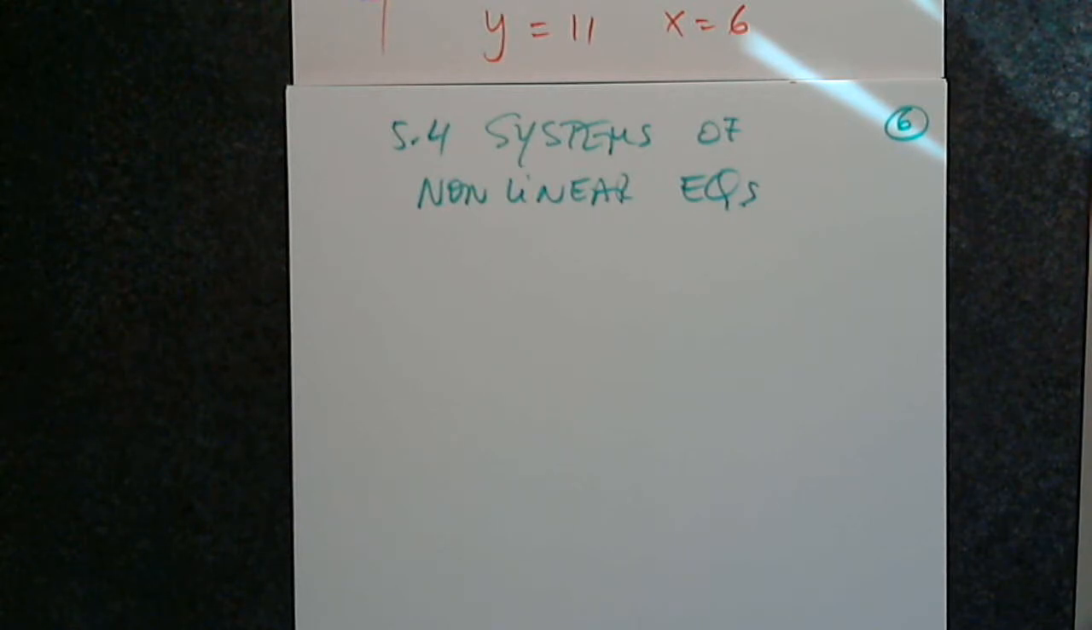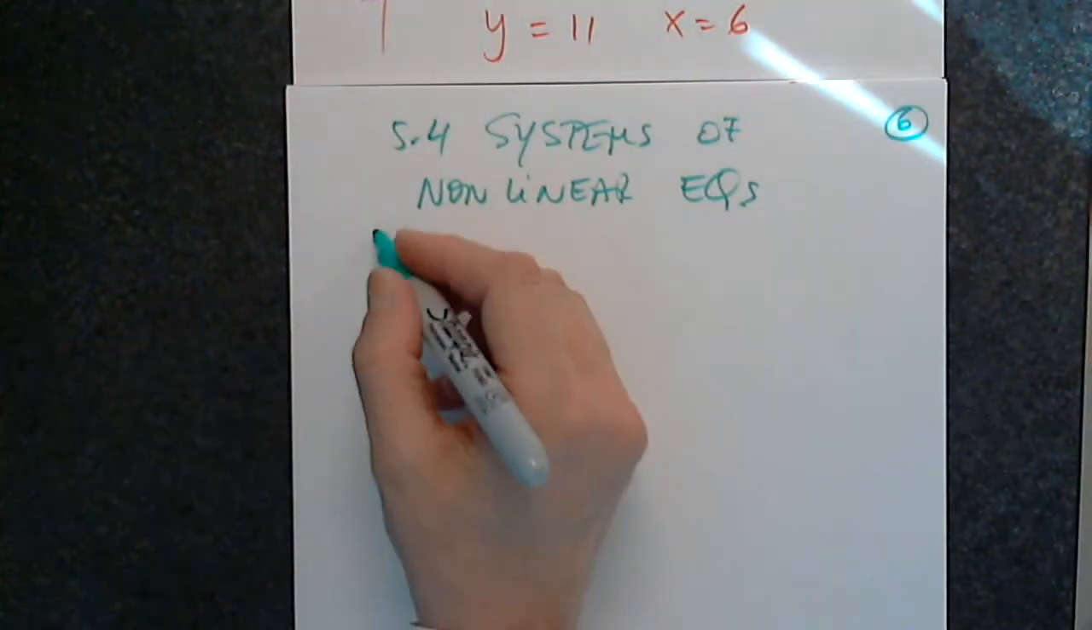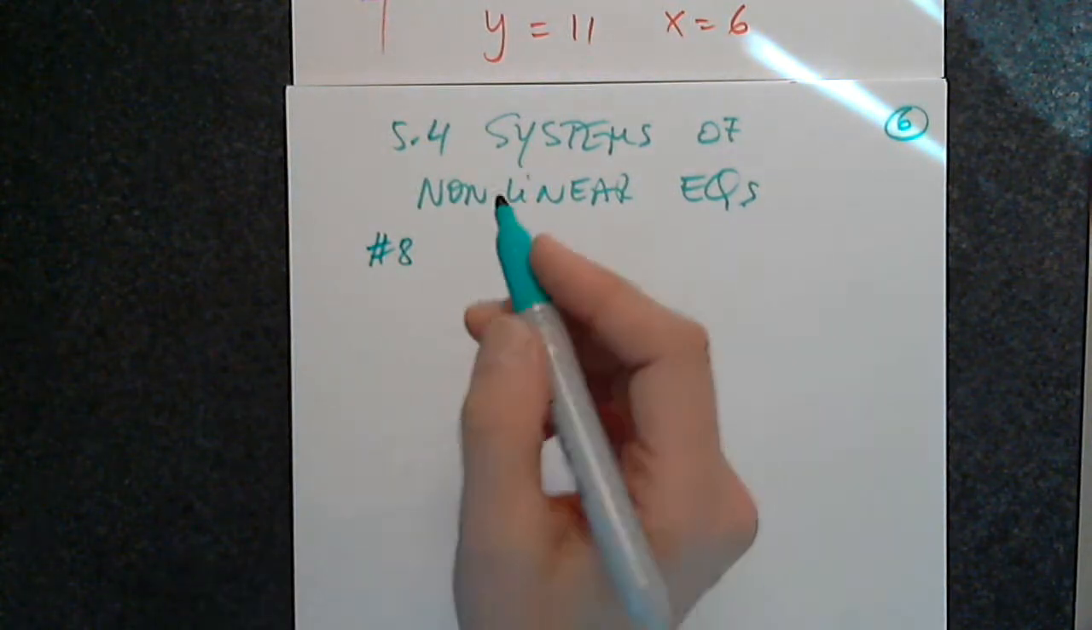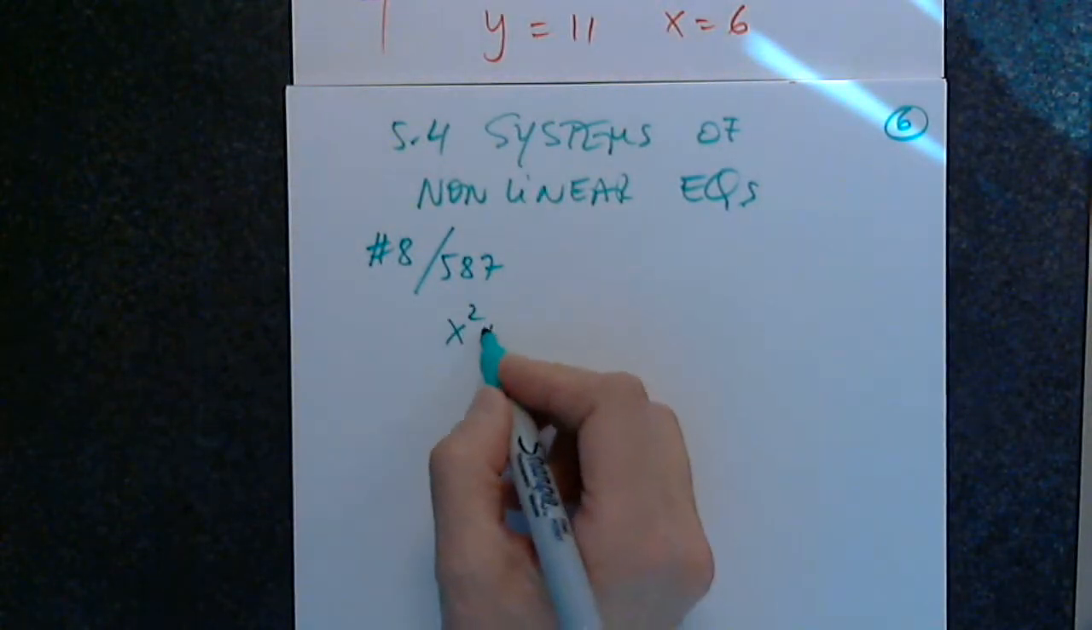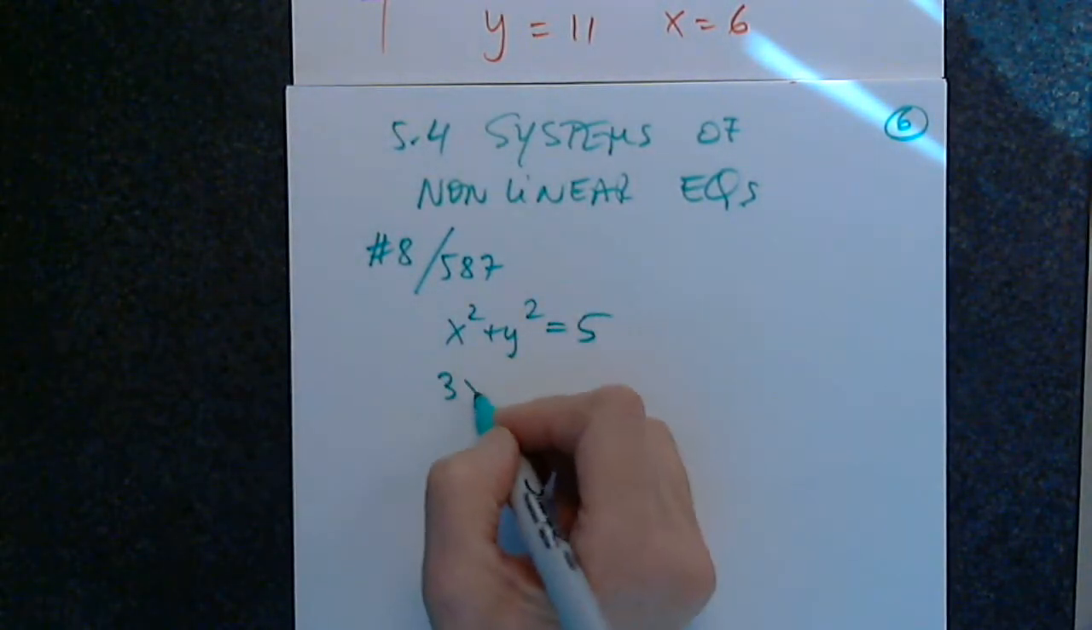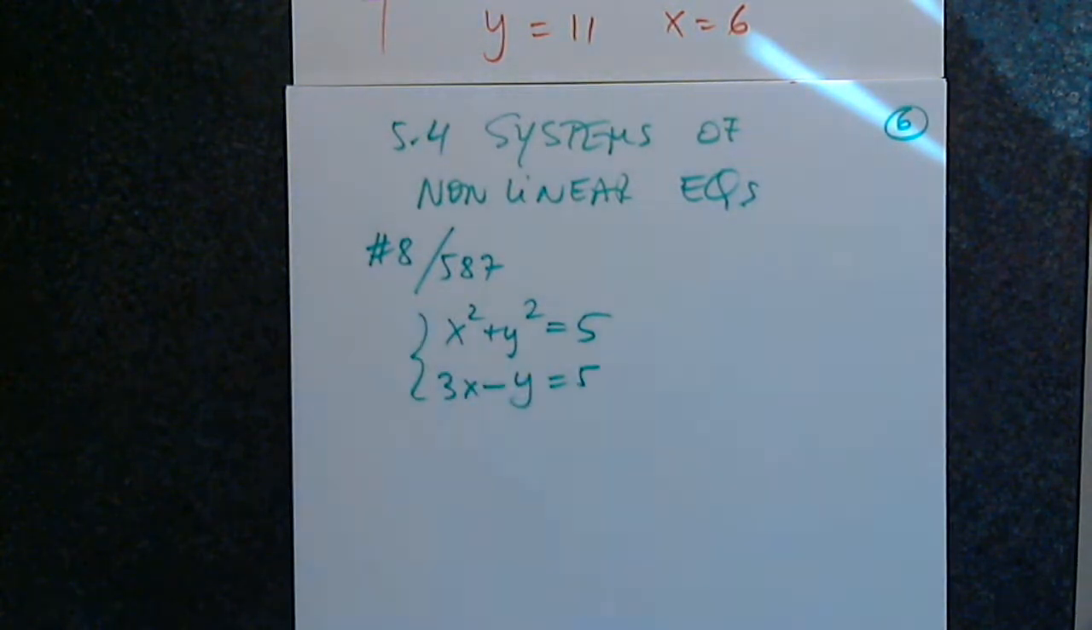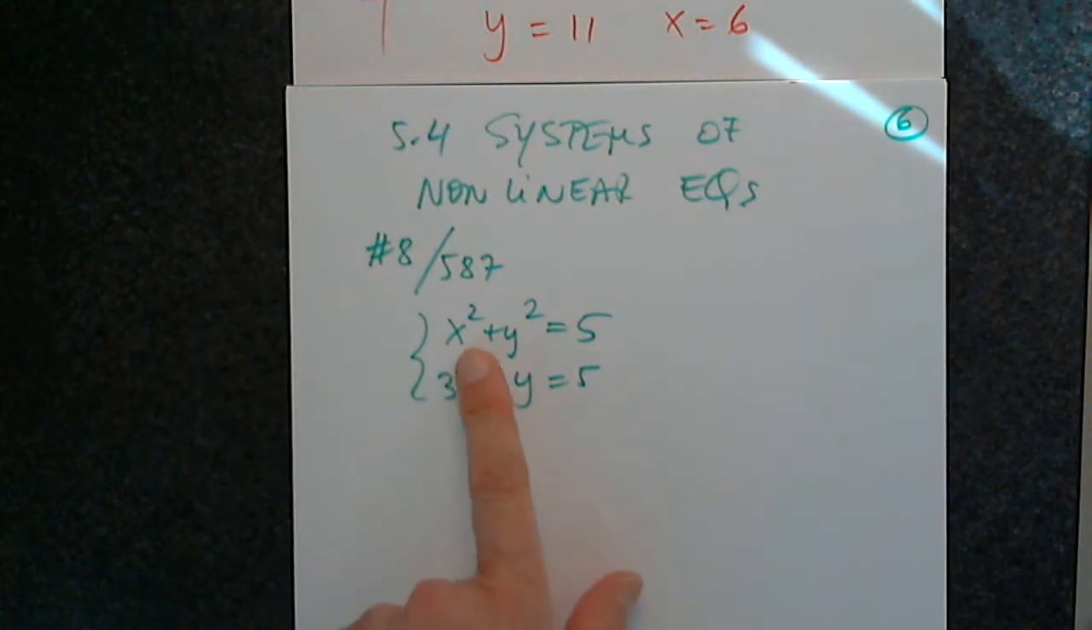On page 587, let's start with number 8, substitution. 8 on 587. So we have x squared plus y squared equals 5, and 3x minus y equals 5. Again, pretty similar. It's just that now we're going to have potentially more solutions than just one. Now, something like this can meet in more than 1 point, because this is not a line.